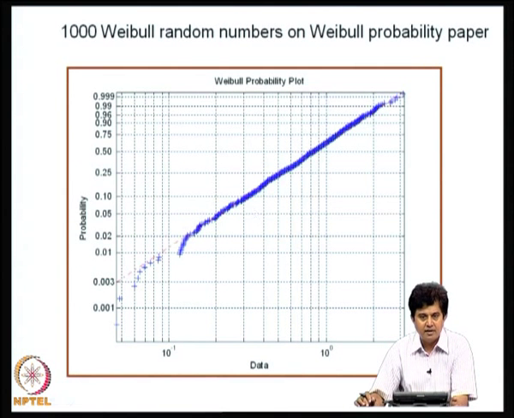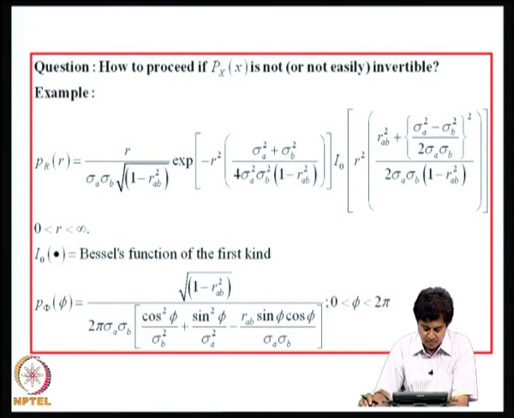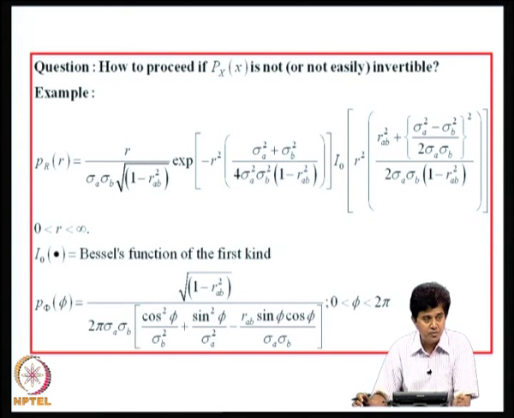Now, similarly, I have done a few more exercises. I have generated 1000 Weibull random numbers and displayed them on Weibull probability paper. It looks fine. Now, what happens if we are not in a position to invert the probability distribution function?